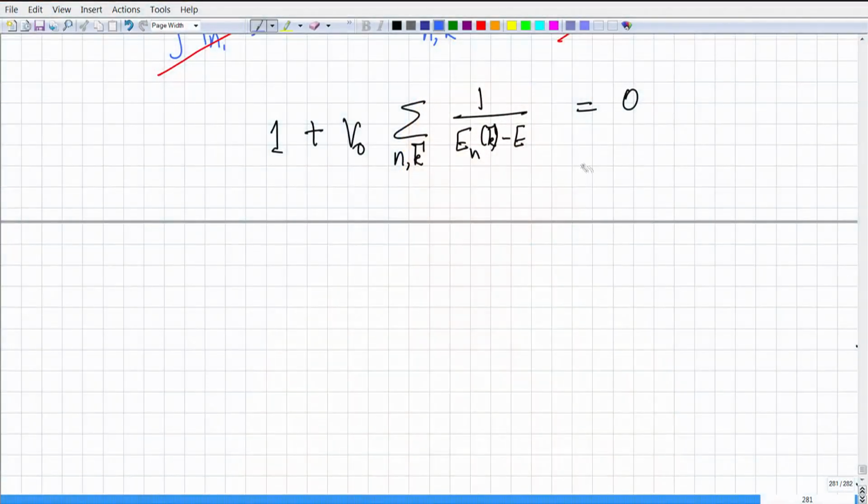Welcome again. What we will do now is try to get the eigenvalues of the Schrodinger equation, which we have written in the form that I am showing here: 1 plus V naught sigma over n k, 1 over E n k minus E, equal to 0. So, let me assume discrete states and a single band.